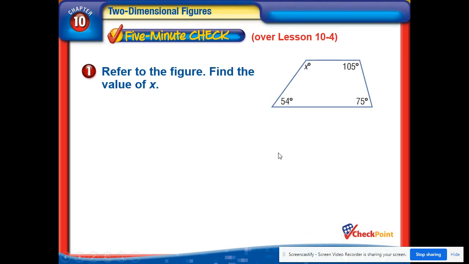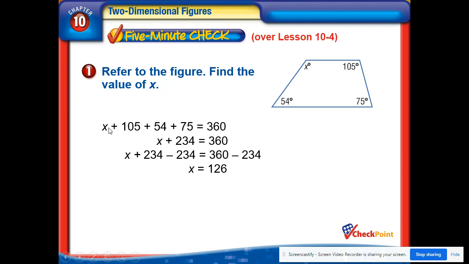Let's try another one. Here we have the same type of thing. Again, it looks very much like a trapezoid. We have this one value here that we do not know. So let's put these all together: x plus 105 plus 54 plus 75. Add them together and we get 234. Subtract 234, and x is 126. Not too difficult to do. I like it when there's only just an x here, right? The last one we had a 5x, and this one's just x, and that's fine. Sometimes they'll be easy ones like this one, and sometimes they'll be like the other one.